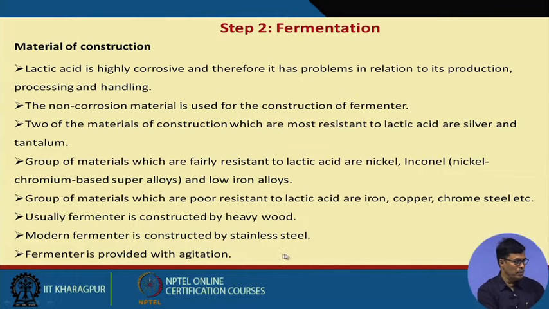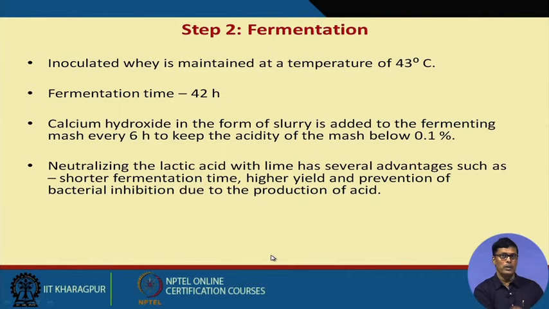The fermenter is provided with an agitator. The agitator is required so that the cells can remain in suspension. The inoculated whey is maintained at 43 degrees centigrade. Fermentation time is 42 hours. Calcium hydroxide in the form of slurry is added to the fermentation mass every 6 hours to keep the acidity much below 1%, around 0.1%. Because if the acidity builds up, that will hinder the growth of the organism. So this is to be maintained.